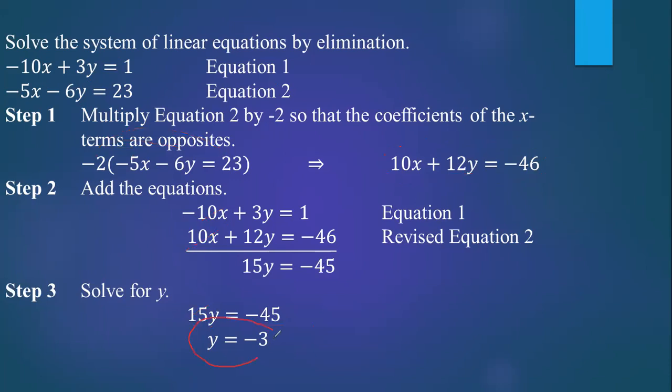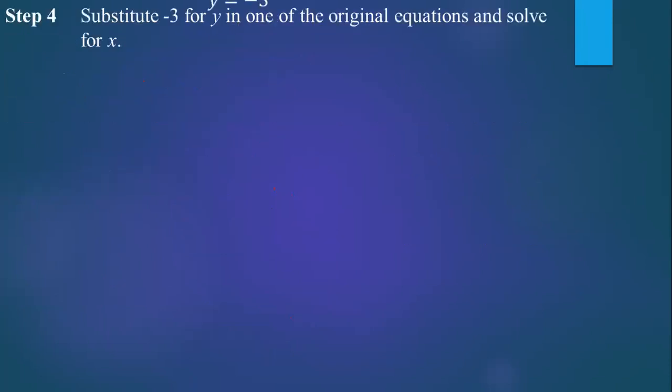So what do we do next so that we can get the value of x? We can substitute that to equation 2, or you can substitute that to equation 1 so that we can get the value of x. Okay? All right. So y equals negative 3. So substitute to equation 1.